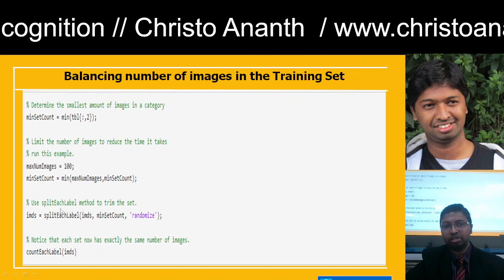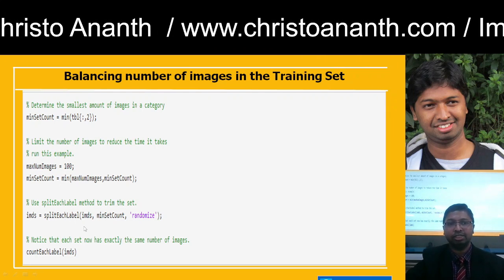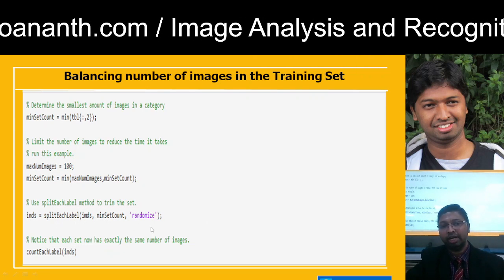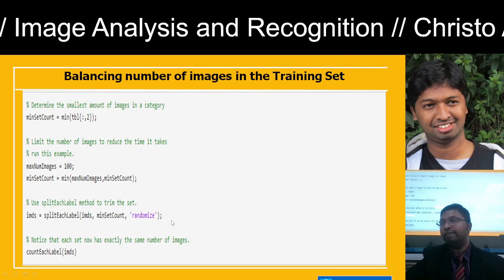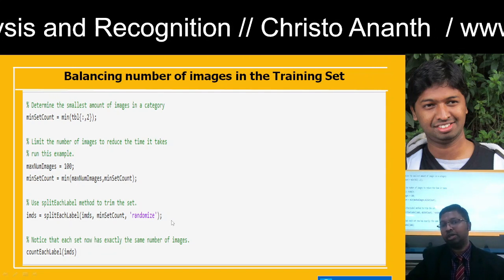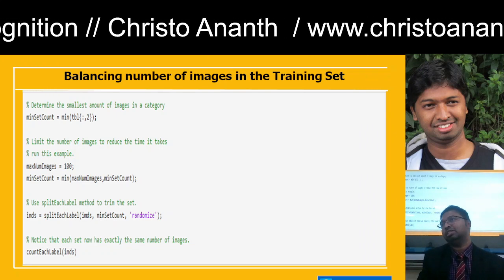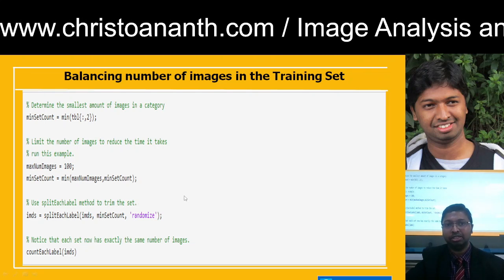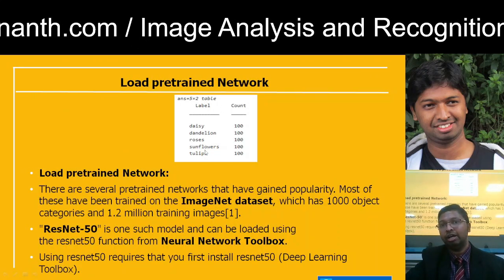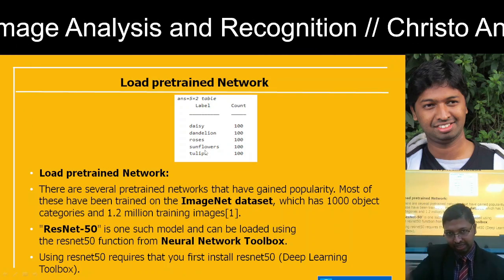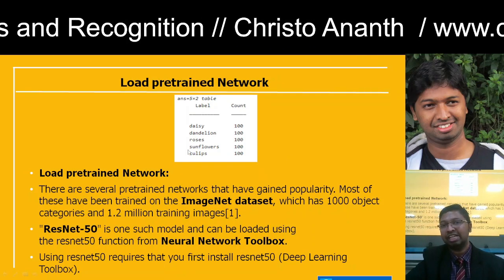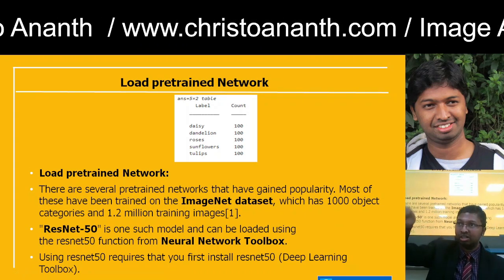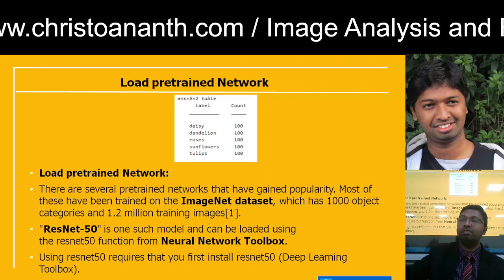Okay, and you are going to use the split each label method to trim the data set. So IMDS is equal to split each label, IMDS comma minimum set count, and then randomize. Now every set will have an equal number of images, so that is the reason you are going to balance it. Count each label of IMDS, and finally you will have a 5 cross 2 table: daisy, dandelion, roses, sunflower, tulips, everything 100. Earlier you saw unequal counts, now everything has been balanced.